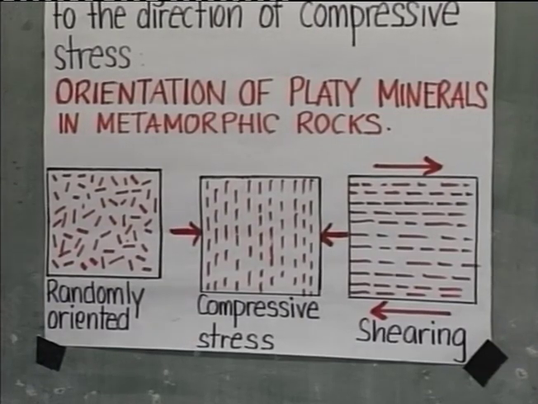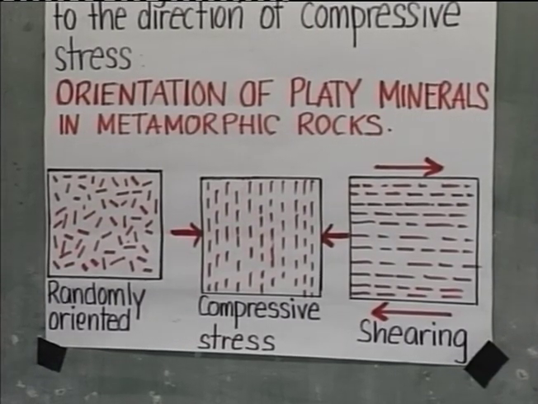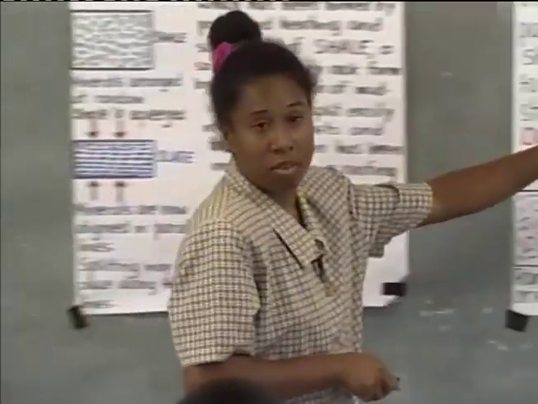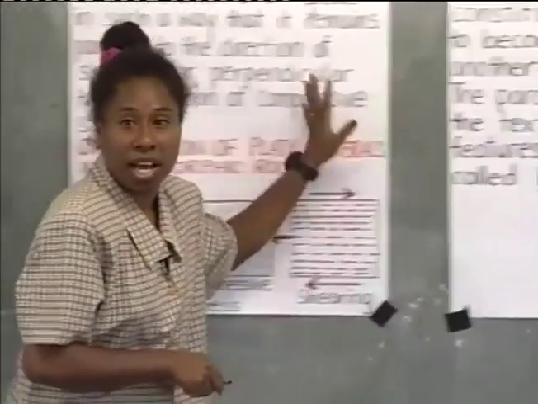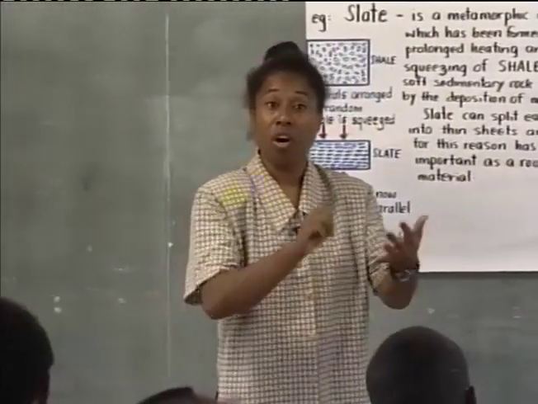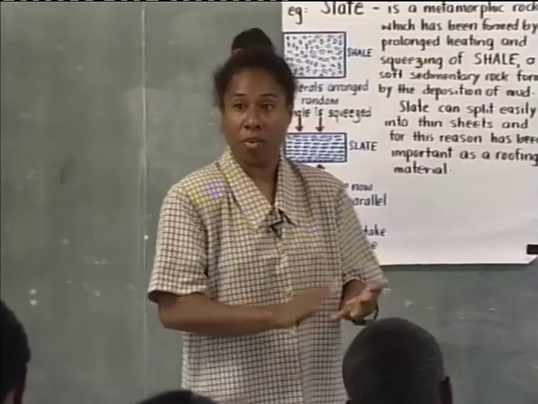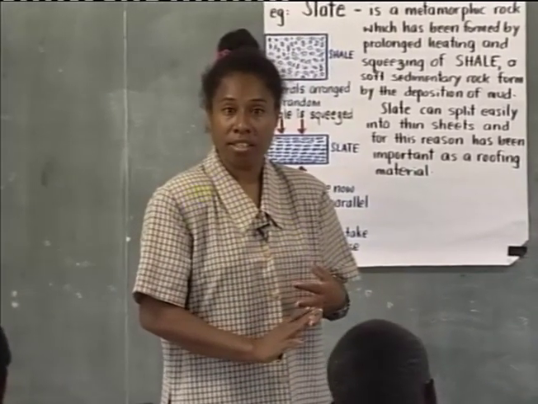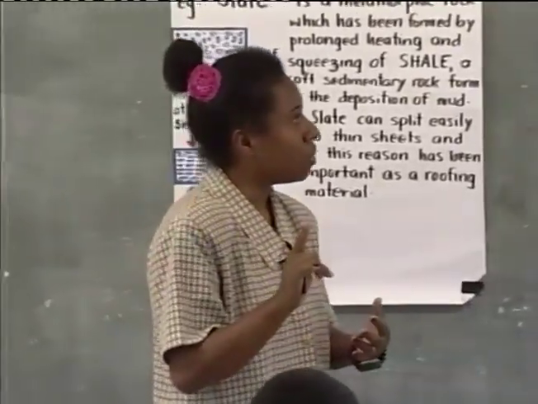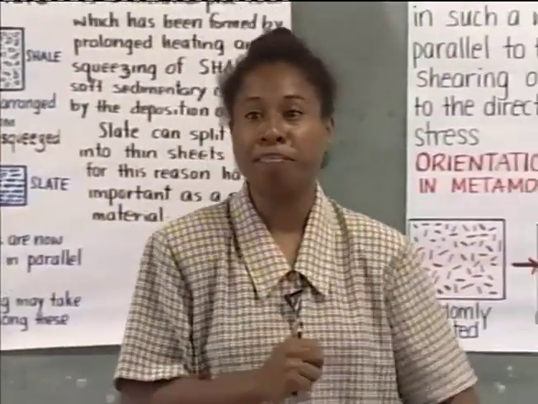Any questions so far? Did you understand what I have introduced in foliation and how minerals can be aligned when we look at those two examples of the force of shearing and of compressive stress? Yes? No? Okay, if no, then what is it that I need to go through again?